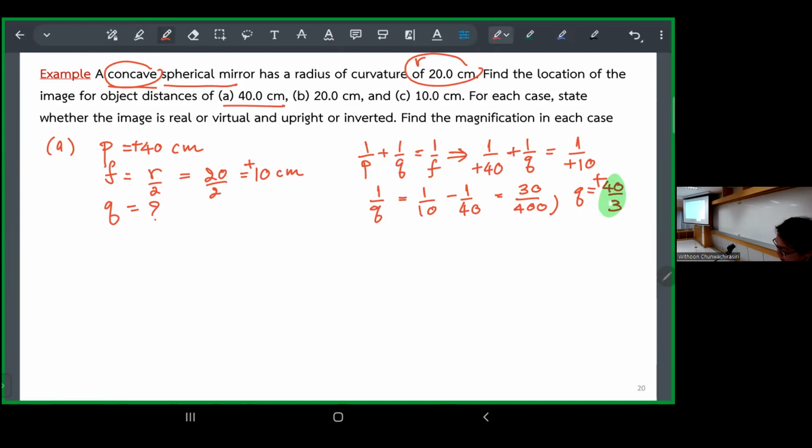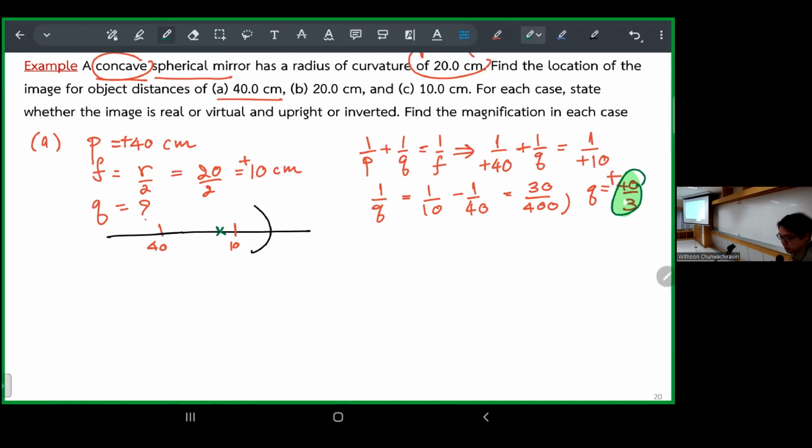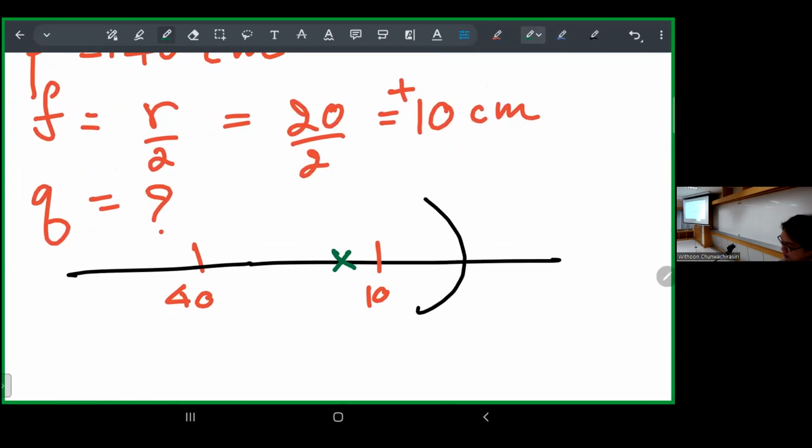So what you are seeing here is, if I draw a diagram along with this, you place an object, the focal point is here at 10, that's your focal point. And then you place an object at 40, way back here, right? Your object is way back. And your final image shows up at 40 over 3, so it's about 13 something. So this is the location of the image. You guys with me? Okay, let me blow this thing up a little bit. Here we go. So you place an object right here.